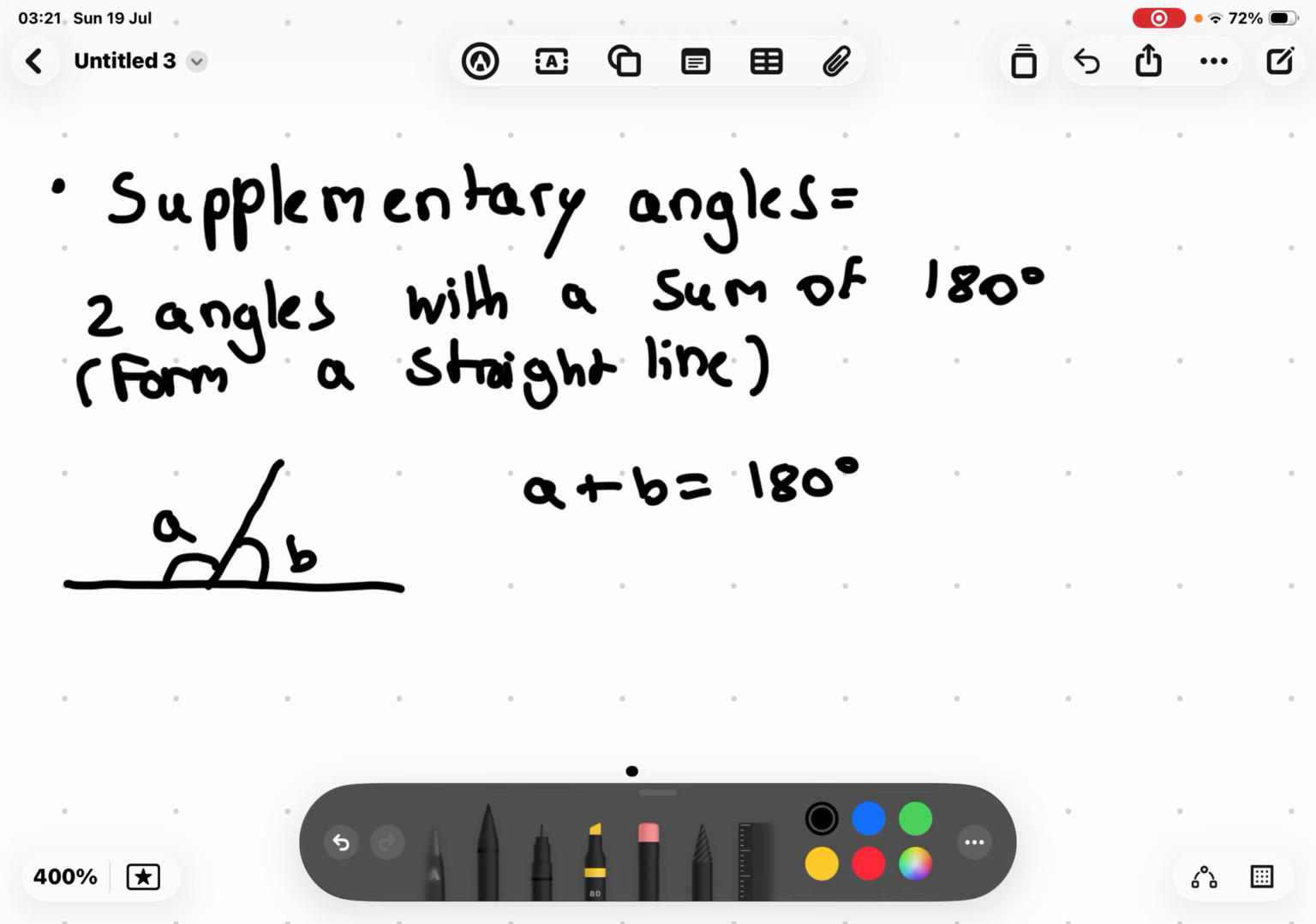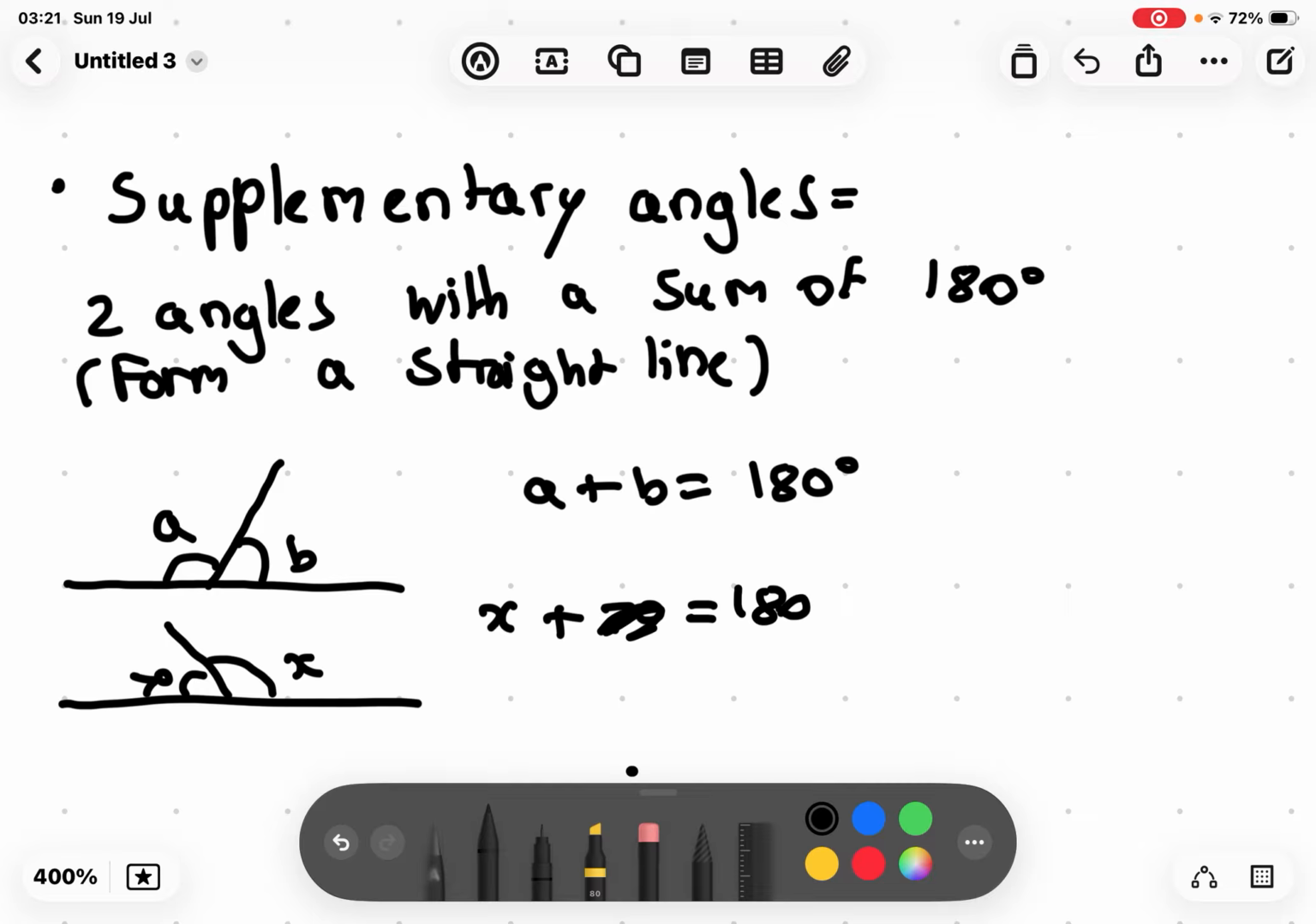And so another example, let's say we have something like this, and we need to find x. Well, we know this, so take away 70 from both sides, x equals 110.